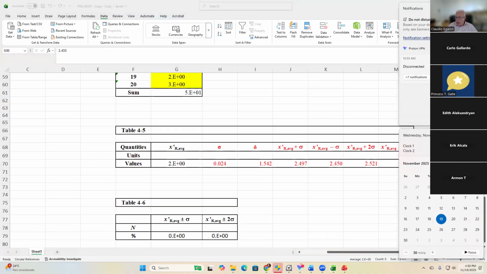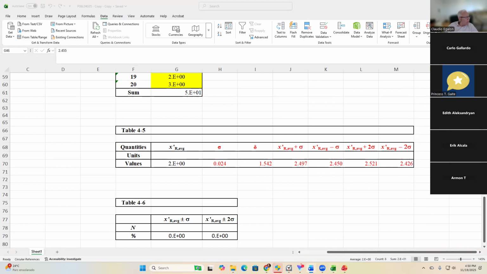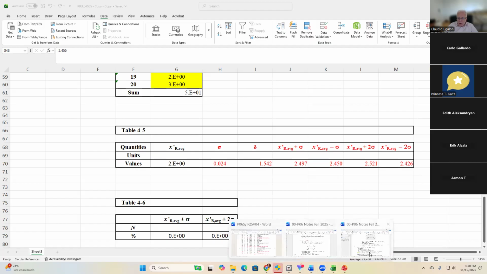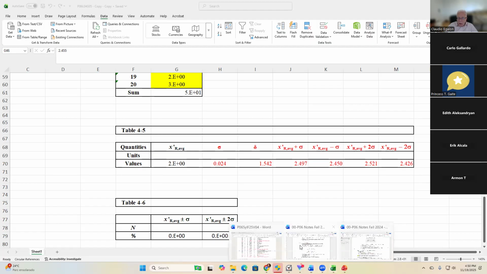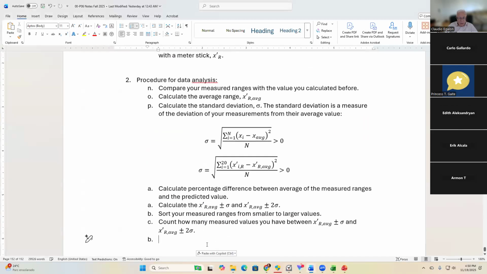It is right now 11:50. Let's see. Let's finish, right? Count. You know, I'm going just to document what I said before. Here you go. Count how many measured values you have between X range average plus and minus sigma and X range average plus and minus 2 sigma.